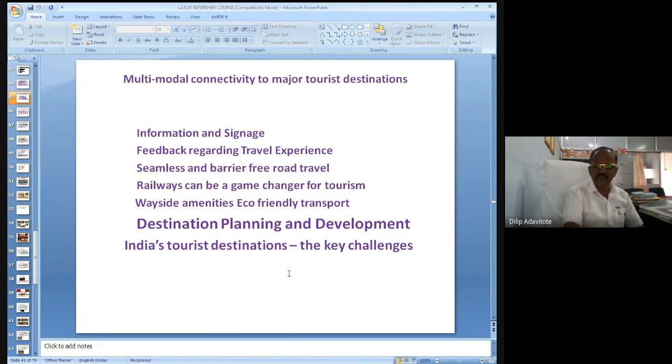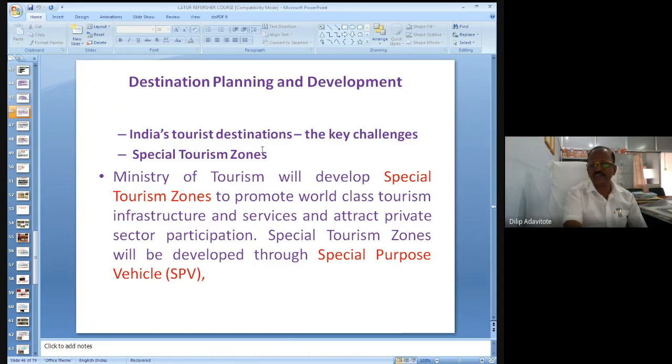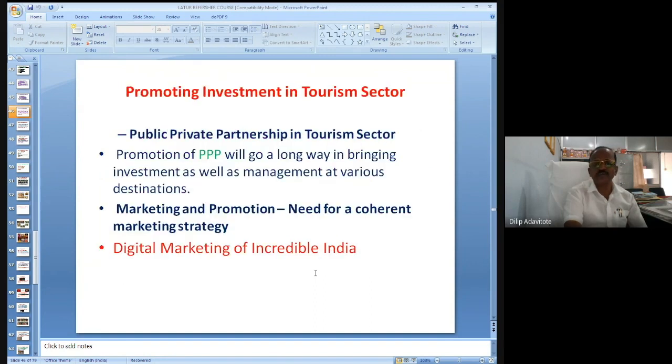Even there are challenges. So many challenges are there, but the rate of overcoming the challenges is very fast. It is a positive sign. And destination planning and development, again the same thing, special tourism zones we are making. Our central ministry is developing special tourism zones to promote world-class tourism infrastructure and services to attract not only tourists but private sector participation. We will develop them through special purpose vehicles. The special need is there to develop these special tourism zones.